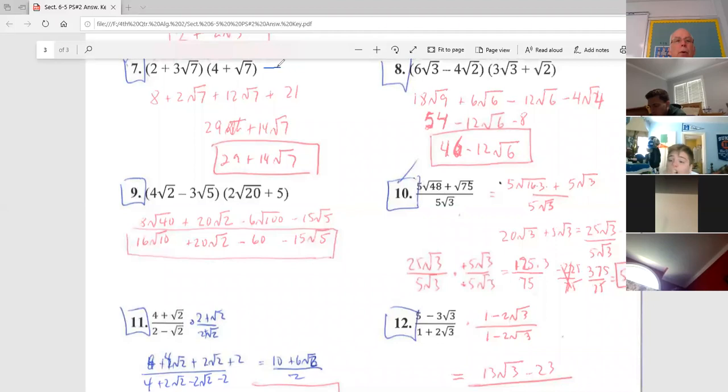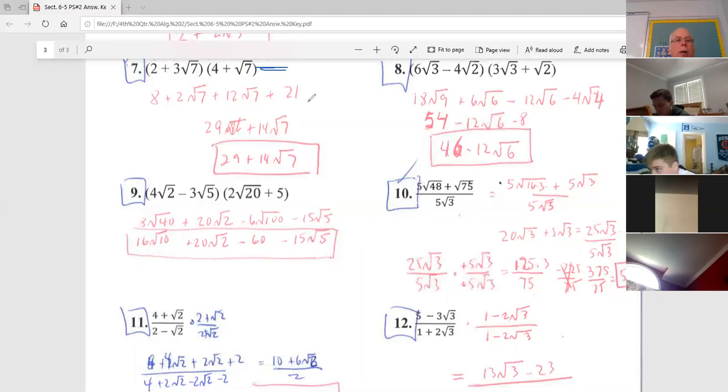Number 7, we foiled, right? You had to foil number 7. Let's see if I can move this out of the way. There we go. You foiled number 7, right? Just take a look at it. Let's see if I need to point out anything. Remember, typically with your FOIL, the O and I are like terms.